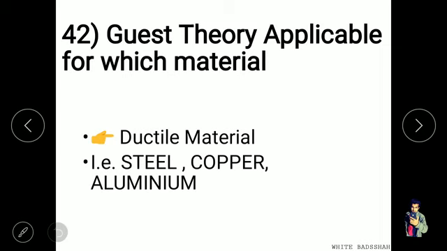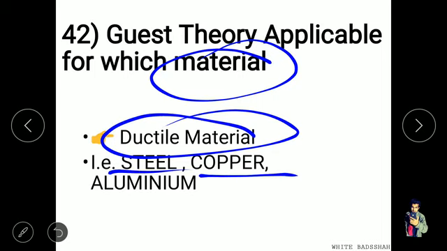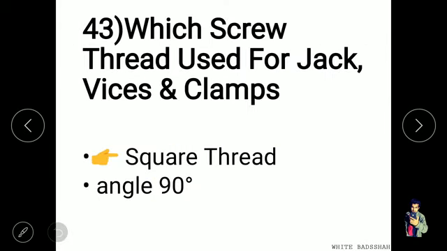Which theory is applicable for ductile material? The example of ductile materials are steel, copper, and aluminum. Which screw thread is used for jacks, vices, and clamps?